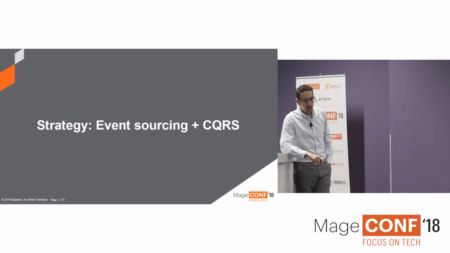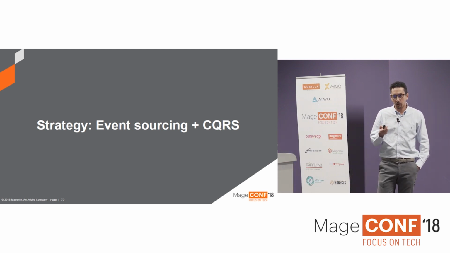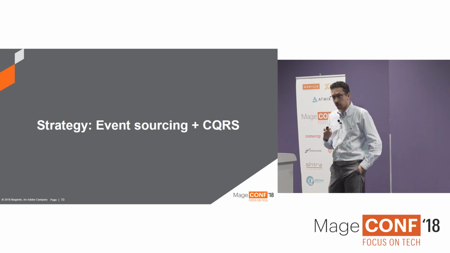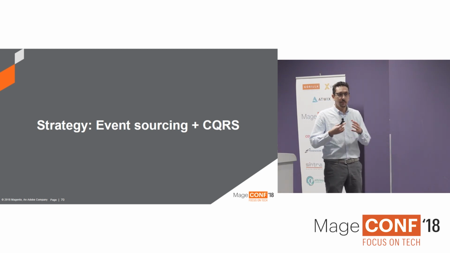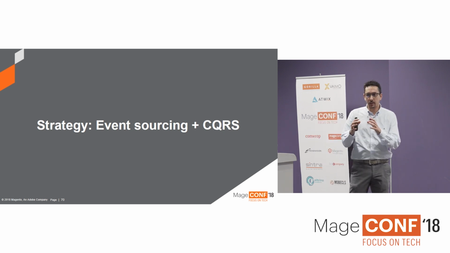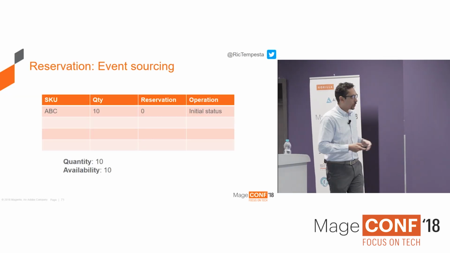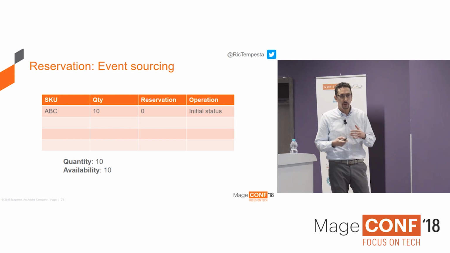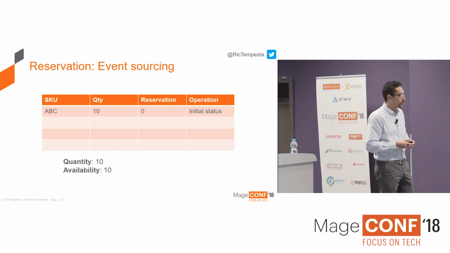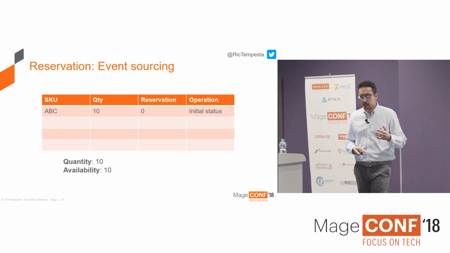Basically, with event sourcing, I will try to explain, because there is a very simple concept behind it, but the implementation is sometimes very tricky. Event sourcing is not defining something like the quantity. We don't say I have 10 products and the availability of the products is 10, but we rebuild it depending on the history. So if we have a product ABC and 10 products, the quantity is 10. In the initial state, the availability is 10 too.